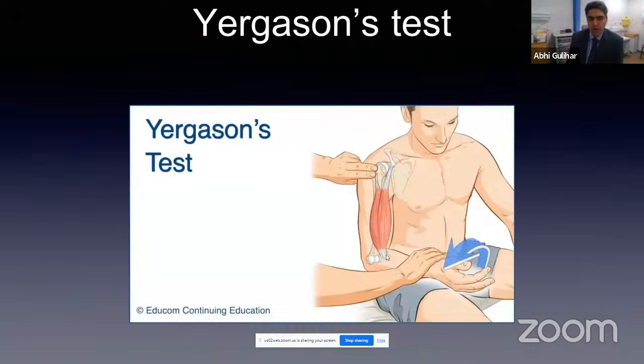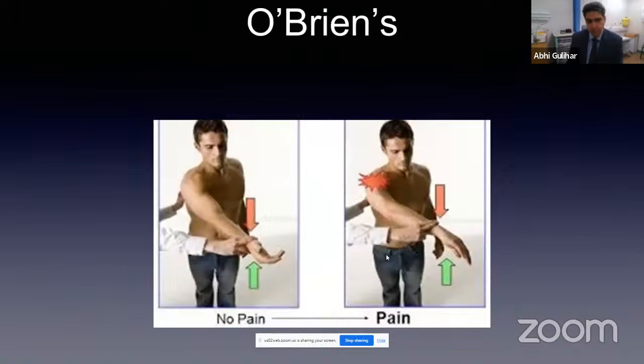Yergason's test, also a borrowed image, is simply resisted biceps or resisted forearm supination. So as we know, the biceps is the major supinator of the forearm. So resisted supination whilst palpating the long head of biceps is an important test, but very rarely positive in long head of biceps pathology. I find it more useful for distal biceps pathology, but I do perform it every time.